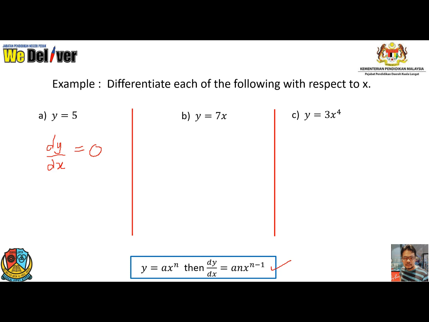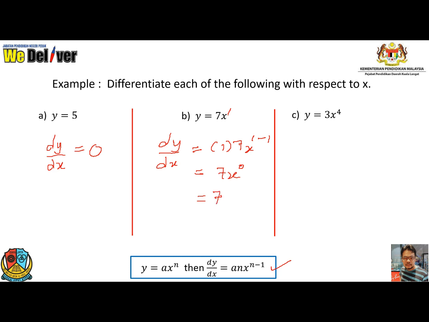For B, the function is y equals 7x. That means y equals 7x to the power of 1. To find dy/dx, the power is put in front, times 7, x to the power of 1 minus 1. So you get 7x to the power of 0. x to the power of 0 is 1, so it equals 7.